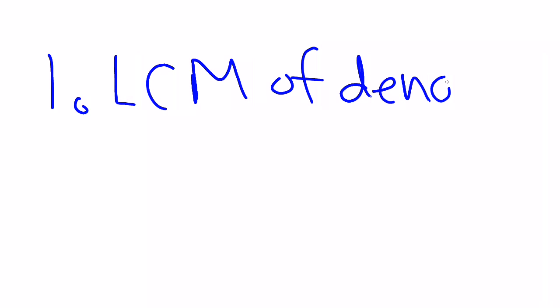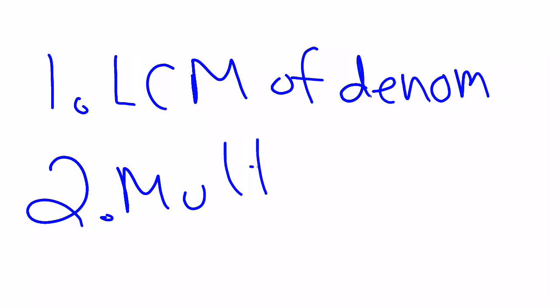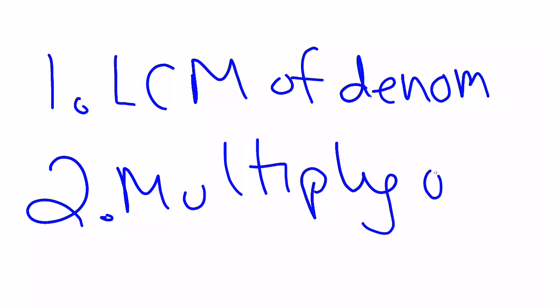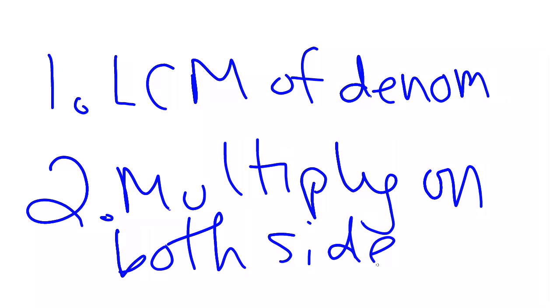So the first thing we did was to find the least common multiple of the denominators. The second thing, once I have that number, I'm going to multiply that on both sides of the equation. And that would actually clear the fractions. So let's go through that process right now.